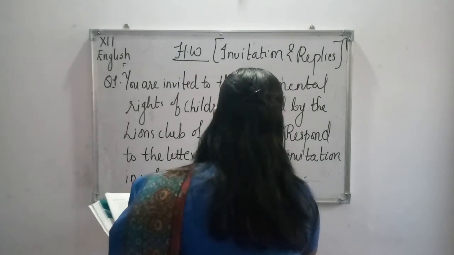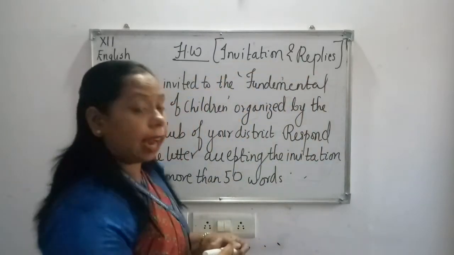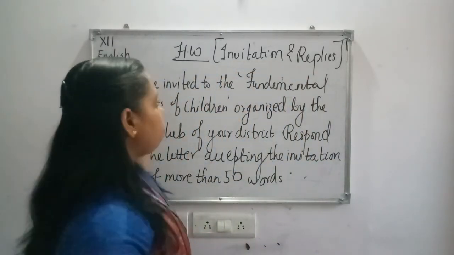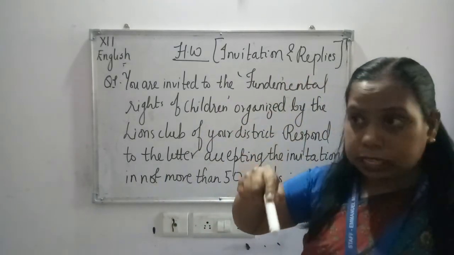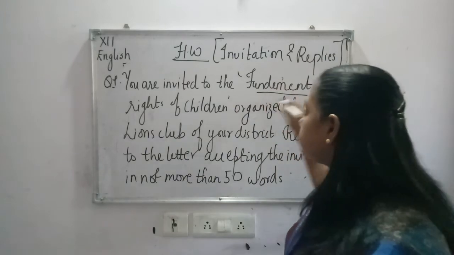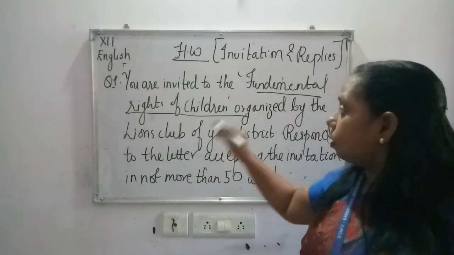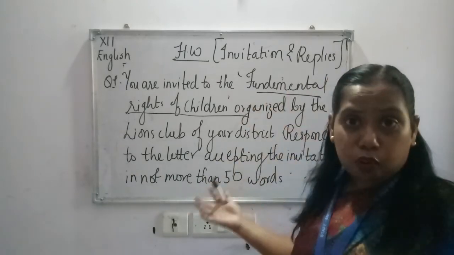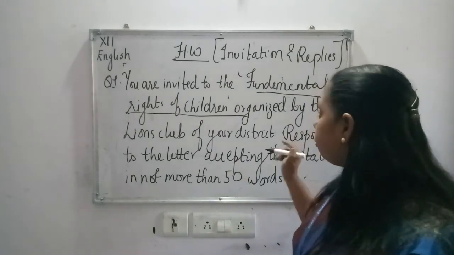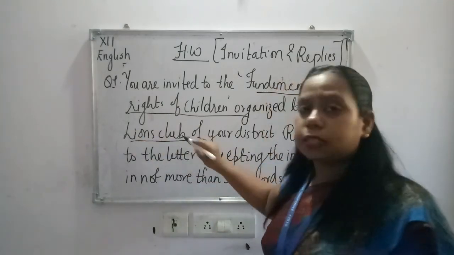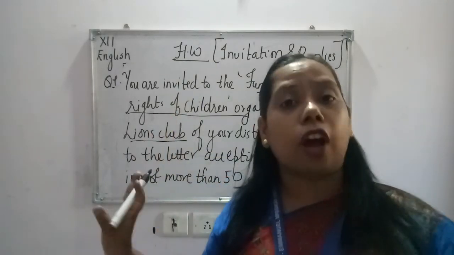Now may I, dear children, understand the question at a very first priority. That is your basic thing. You are invited to the Fundamental Rights of Children, which means it is a big program. So definitely they must have sent you a formal letter. Nothing has been written that you are invited as a chief guest or what, but it has been written that you are invited. Organized by Lions Club, again a prestigious organization, so it is a formal letter. So you have actually received a formal letter of invitation.